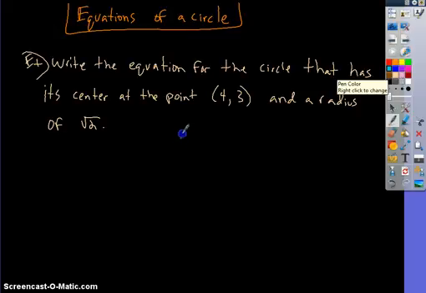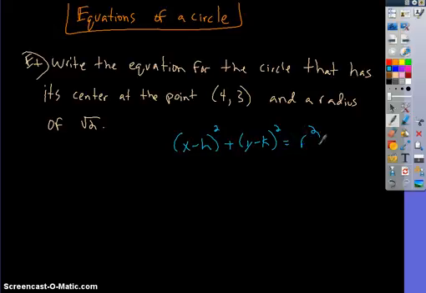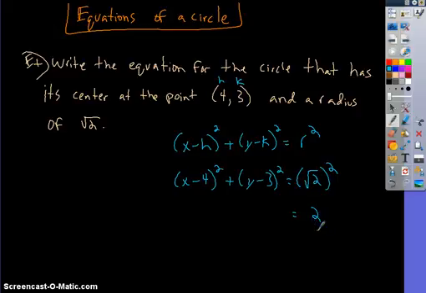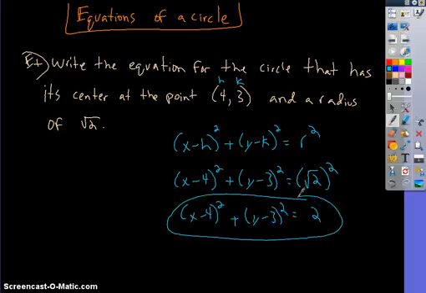Let's start off by knowing that the formula for a circle is (x - h)^2 + (y - k)^2 = r^2. Plug everything in. Here's h, here's k. So it's (x - 4)^2 + (y - 3)^2 equals my radius squared, the square root of 2 squared, which we know is 2. So the answer is (x - 4)^2 + (y - 3)^2 = 2. This would be the equation. You should be able to graph it pretty easily.